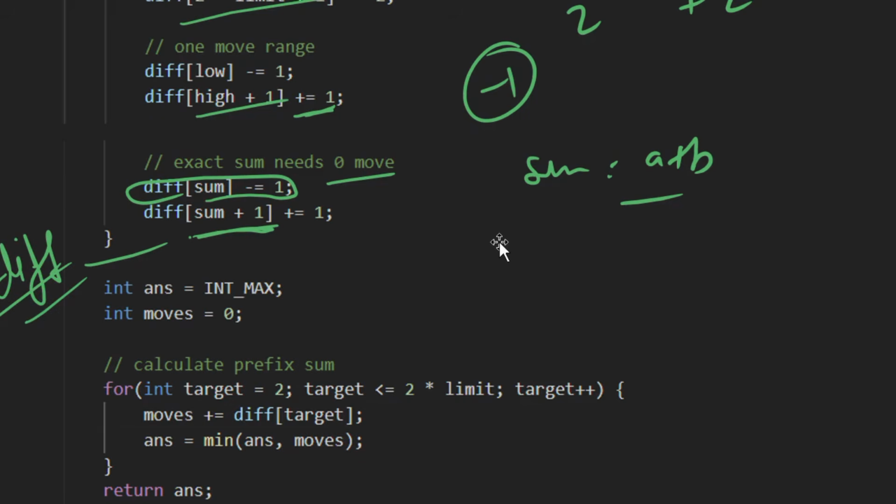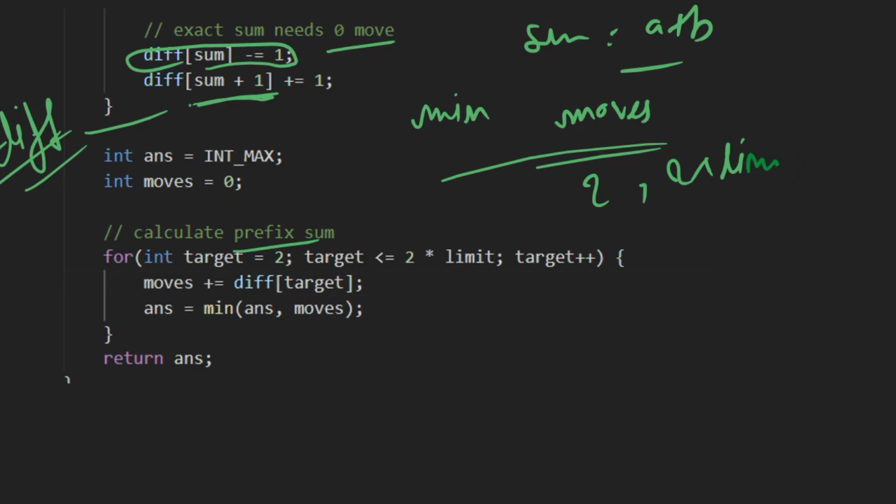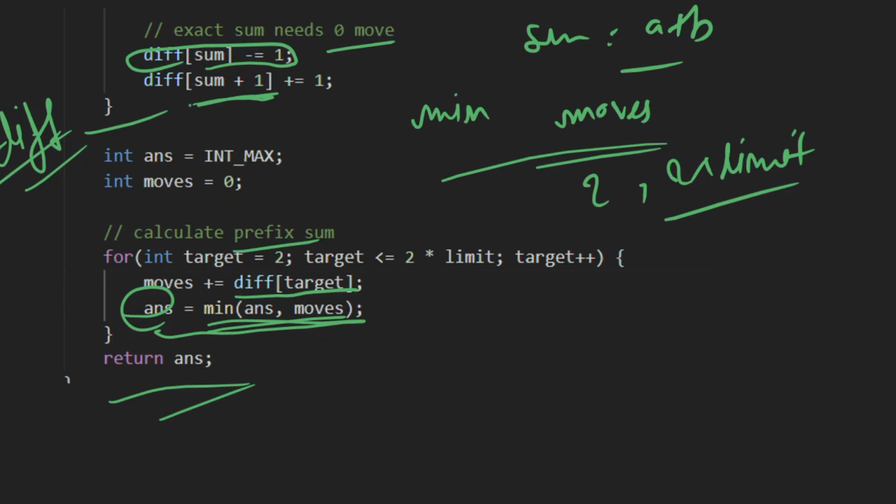Now after forming the difference array, we have to find the minimum moves. So what we do is we find the prefix sum. We take the prefix sum from 2 to 2 into limit, and moves plus equal to difference of target, adding the previous value. Then we take the minimum of the moves and store that in the answer, and then we return the answer.